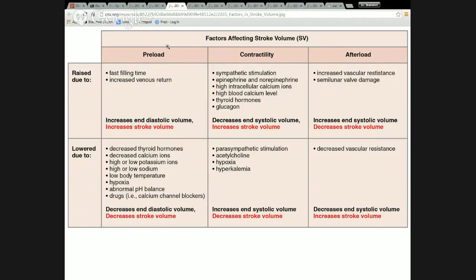Recall from ANP1 that sarcomeres are overlapping thin and thick filaments which slide across each other. If you can stretch out the sarcomere so that the thin and thick filaments are pulled further apart, then there's going to be more distance for those thin and thick filaments to slide across each other during contraction. And that's what preload is really getting at.